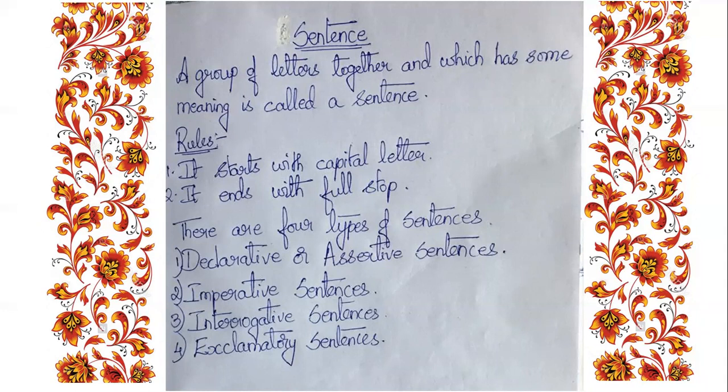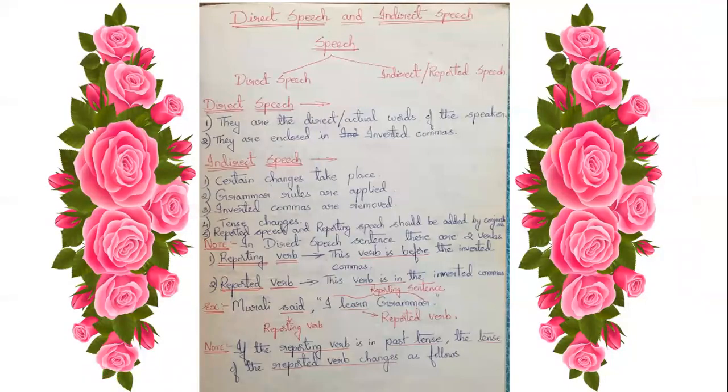Exclamatory sentences. These sentences express surprise. Such sentences are called exclamatory sentences. Is that clear, children? We should know about all this before learning direct and indirect speech. So now let us move on to today's topic, direct and indirect speech.